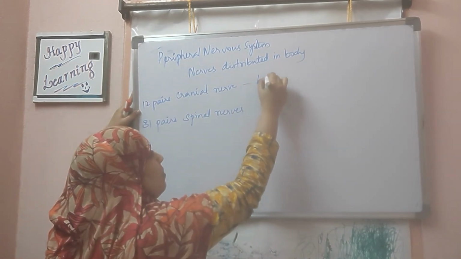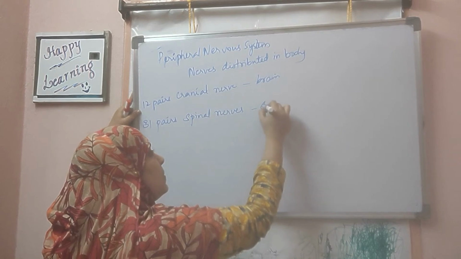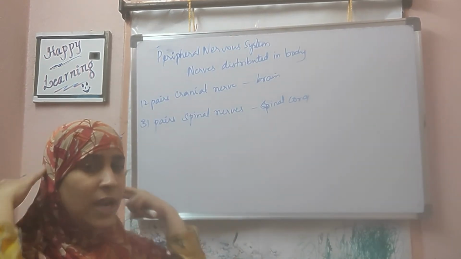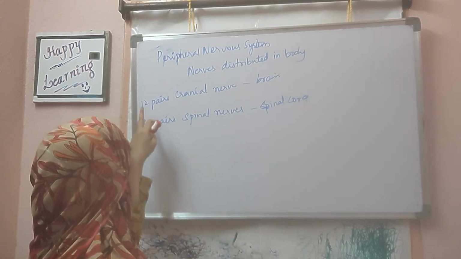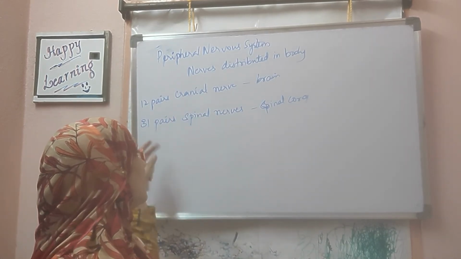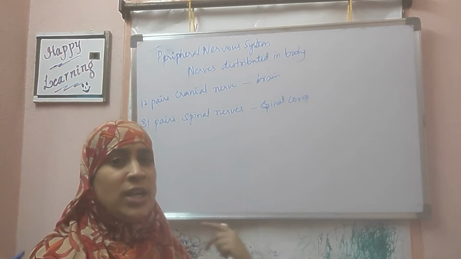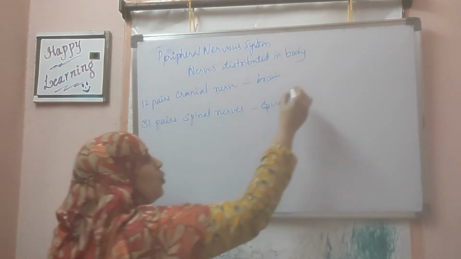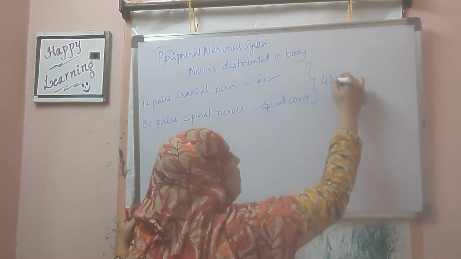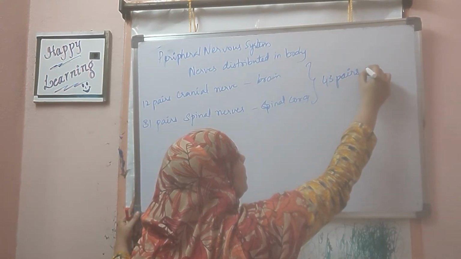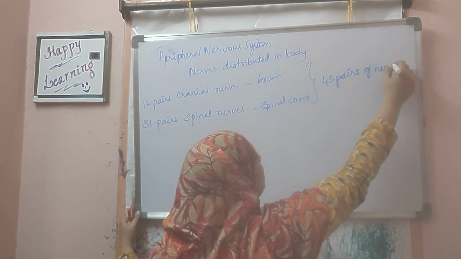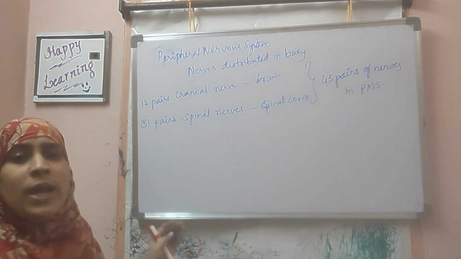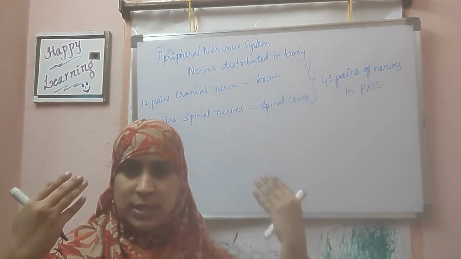They arise from the brain, and they arise from the spinal cord. That means nerves starting from the brain and distributed to all the body parts are called cranial nerves. And those starting from the spinal cord and distributed to all the parts of the body are called spinal nerves. So totally there are 43 pairs of nerves in the peripheral nervous system.